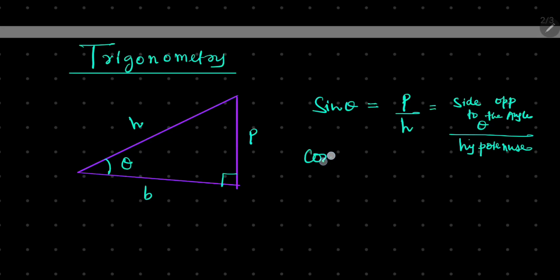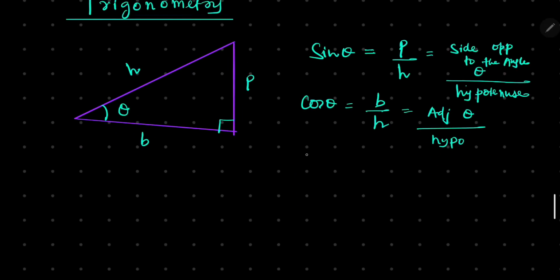Now what about cos theta? How do we define cos theta? It is b upon h, so the adjacent side of theta divided by the hypotenuse. Cos theta is also known as cosine theta. Then we define tan theta, also known as tangent theta, which is basically p upon b, so it is opposite upon adjacent.